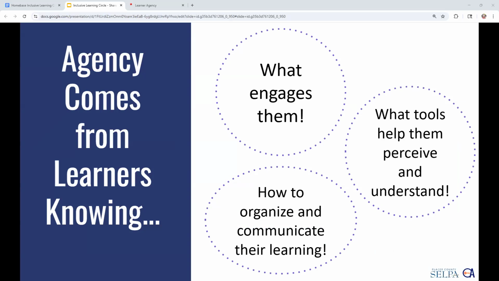And so, agency with our students really comes from our learners knowing themselves and specifically knowing what engages them, what tools help them perceive and understand, and then how to organize and communicate their learning. And I think we end up getting students who have much, much deeper learning abilities when you have to kind of advocate for yourself and think about what your needs are.